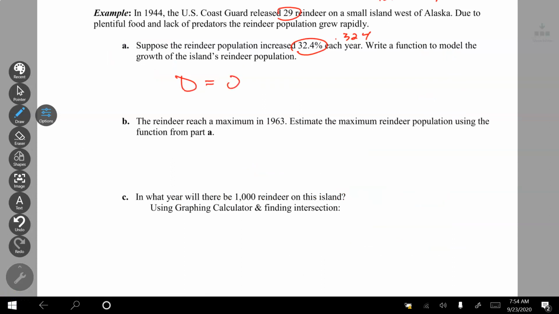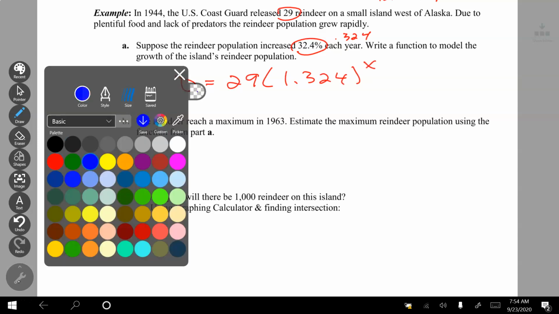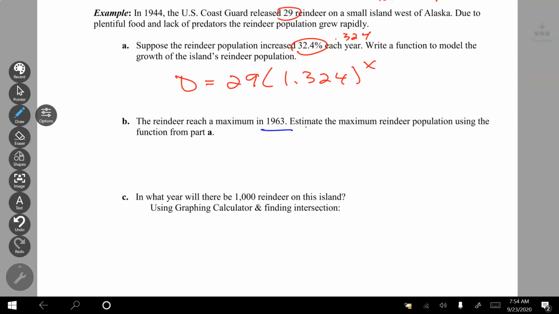So I have this reindeer population that's growing. D equals 29 reindeer. Growth 1 plus this, raised to the x. I want to know how many I have in 1963. Well, the initial year was 1944, so I'm going to use x equals 19. So D equals 29 times 1.324 raised to the 19th. And again, no decimals for population. I'm going to have a little bit more than 6,000 deer.